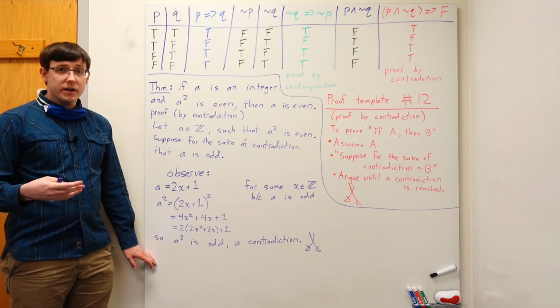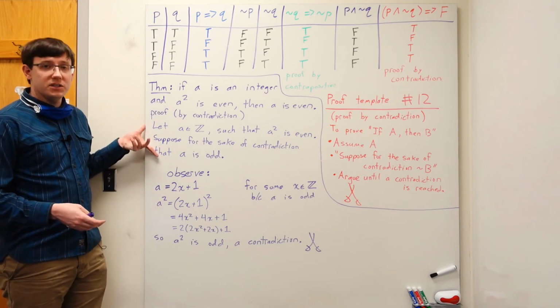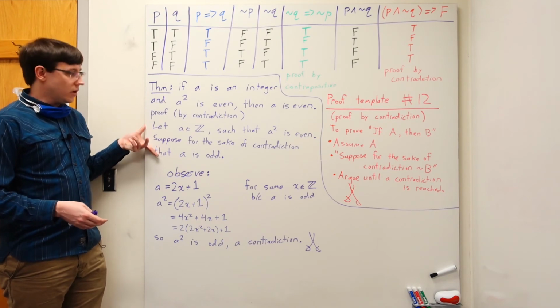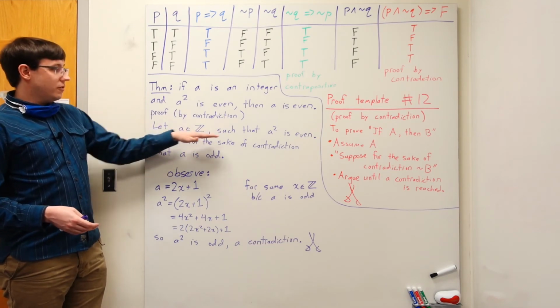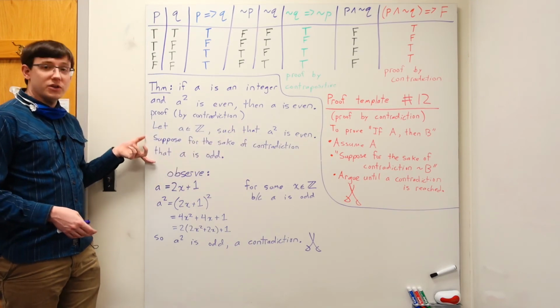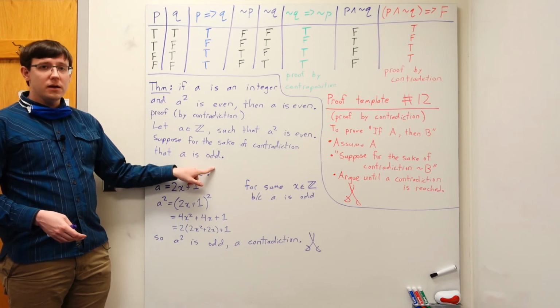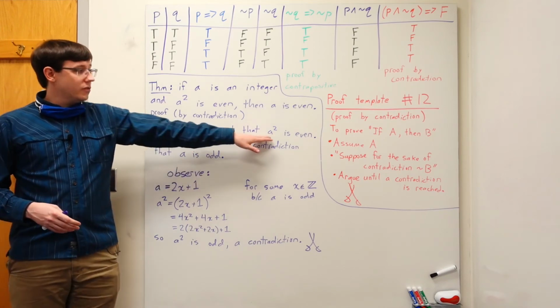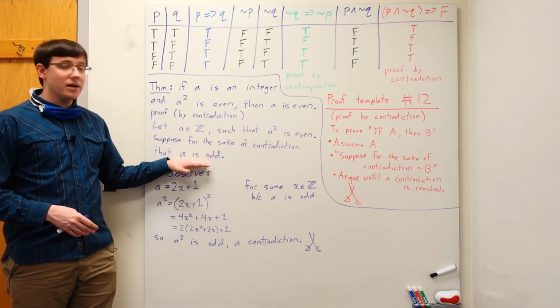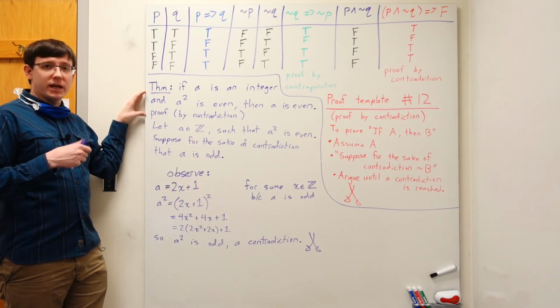Since we arrived at a contradiction, we can conclude that one of our assumptions must have been false. That means that if a squared was even, our other assumption, that a was odd, must have been false. And so we can conclude that if a squared is even, then a is also even, which gives us a proof of the theorem that we claimed.